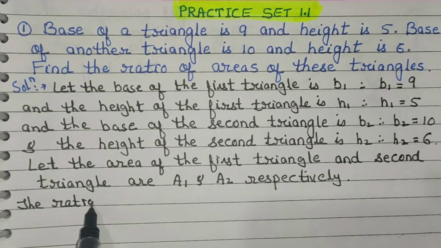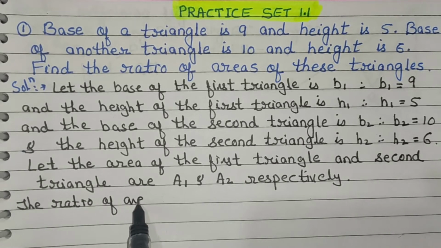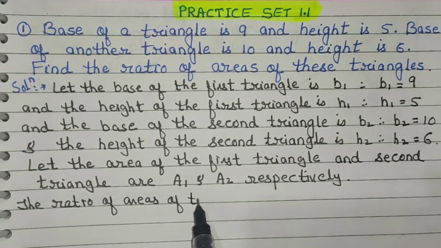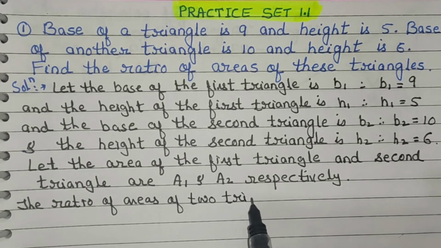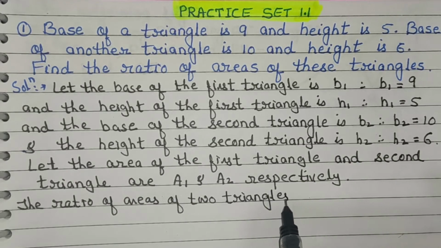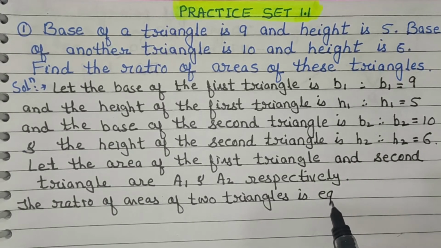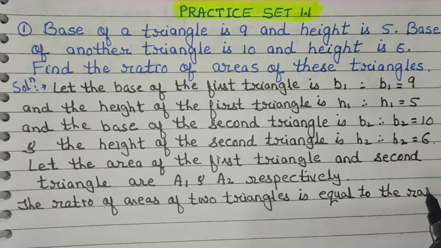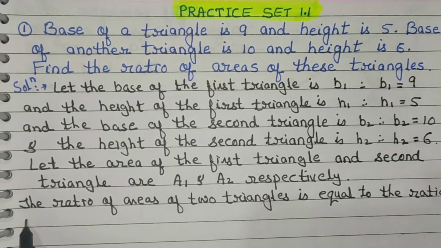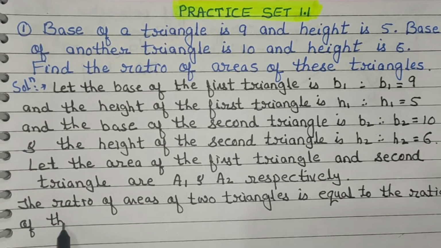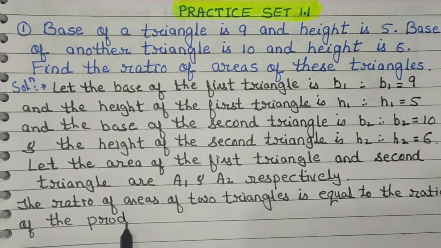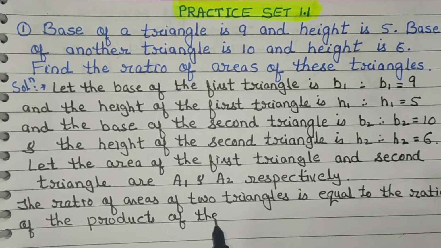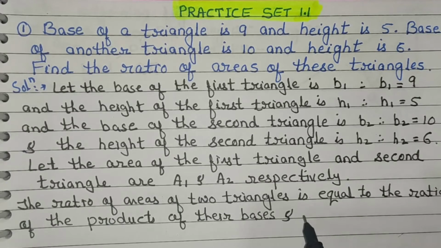The ratio of areas of two triangles is equal to the ratio of the products of their bases and corresponding heights.